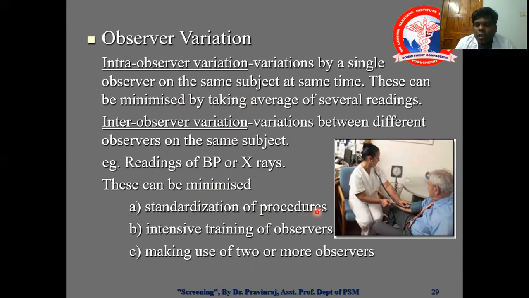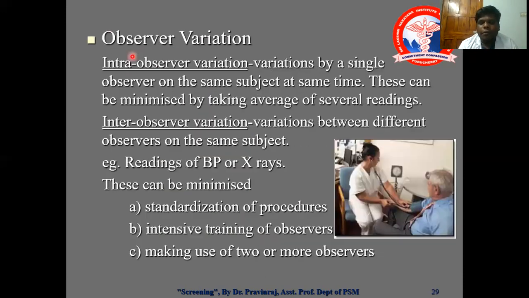Then intensive training of observers. We have to train the observers according to the protocol that we have, so that they can minimize variation. Then making use of two or more observers. When more observers are involved, the difference of opinion is going to reduce. So that is how it can be minimized.